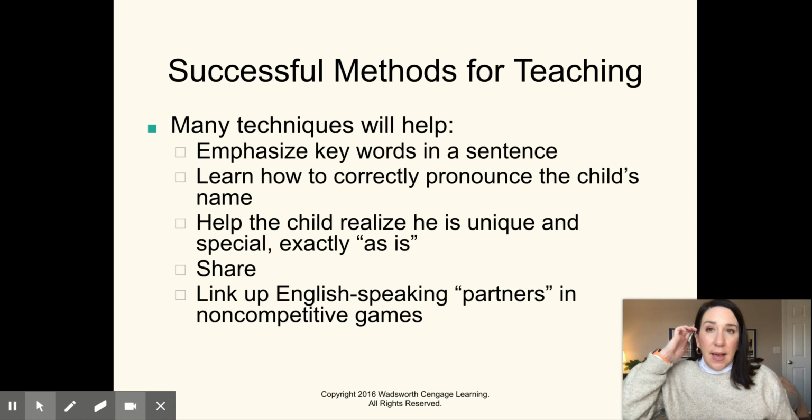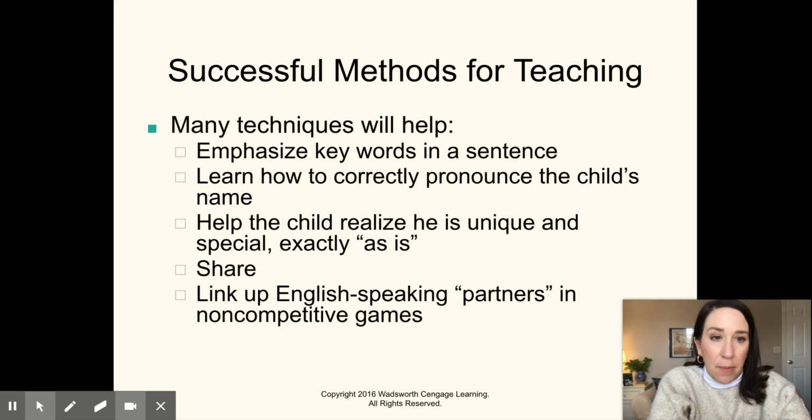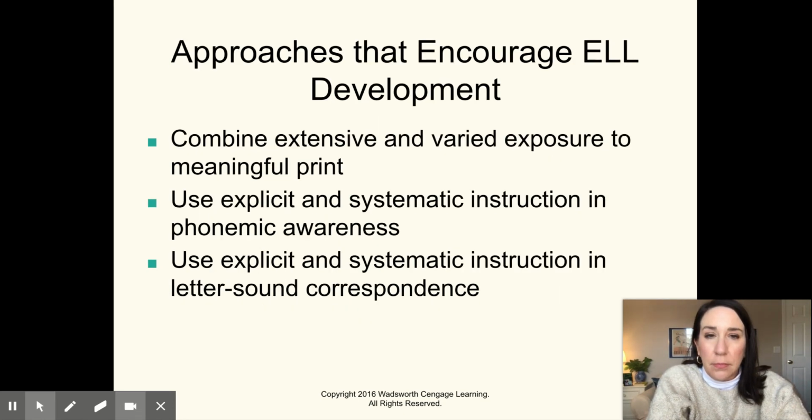And you can always help English language learners by linking them up with proficient English speakers. So pair them up. You always want to have extensive and varied exposure to meaningful print for all students, but especially for English language learners. So what you might do in your preschool classroom is label everything in the classroom with a picture of what it is and the words for what it is in English and Spanish or whatever language kids are bringing into your classroom.